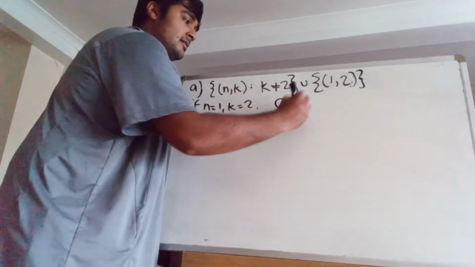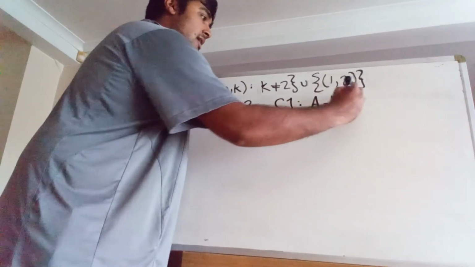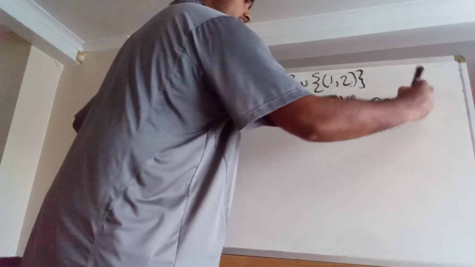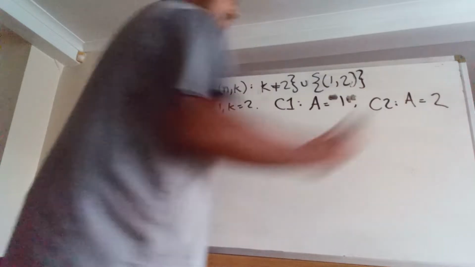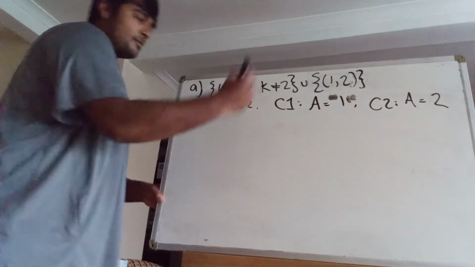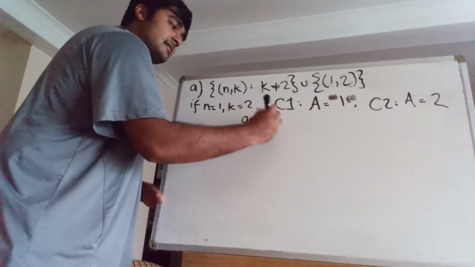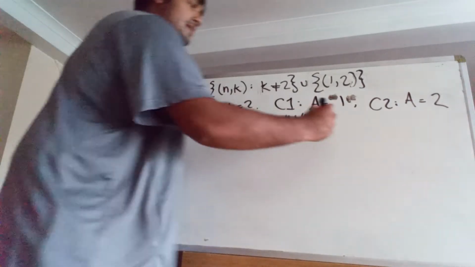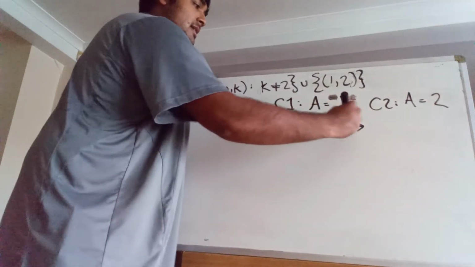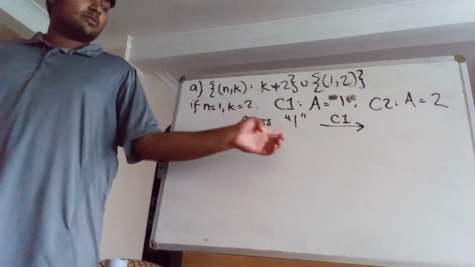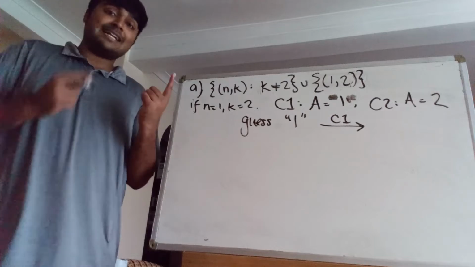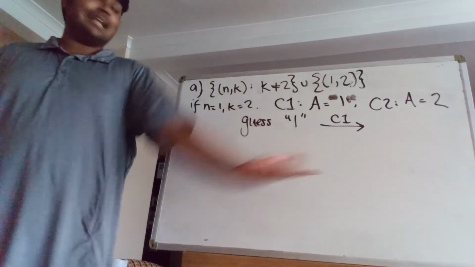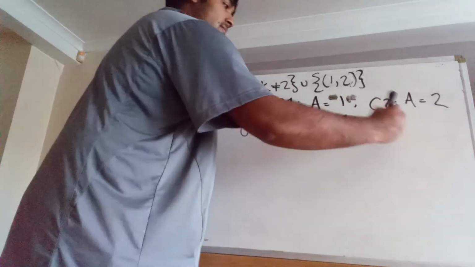So case 1, Alice's code is just 1, and case 2, Alice's code is 2. Then what Bob's going to do is guess 1. Now if Alice's code is 1, so case 1, he's guessed 1 and Alice's code is 1, so there's exactly one match, with the digit 1. So Alice is going to respond by saying 1.